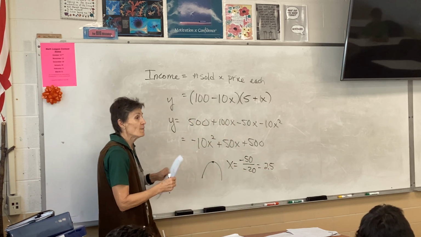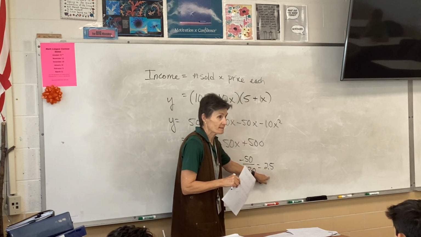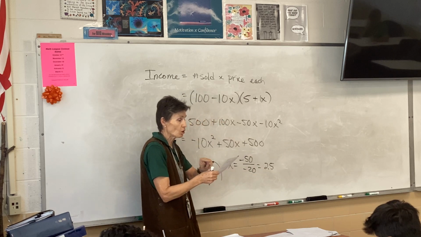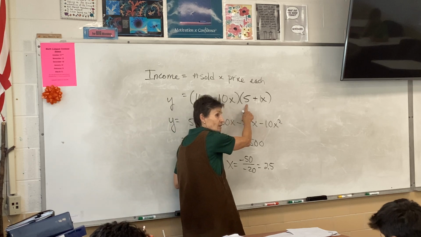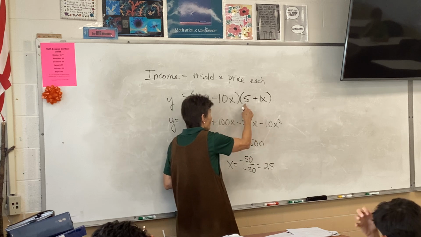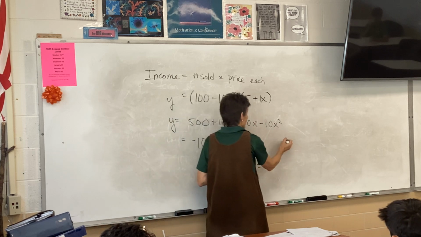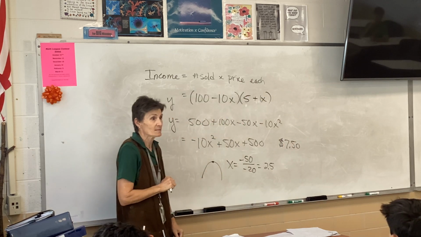Now, that is the number of increments, right? That's X. So it says, what should I charge? Well, right now, I'm charging $5, so 5 plus 1 times 2.5 is $7.50. So I should charge $7.50 to maximize my income.